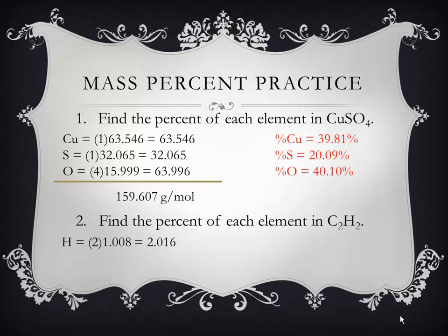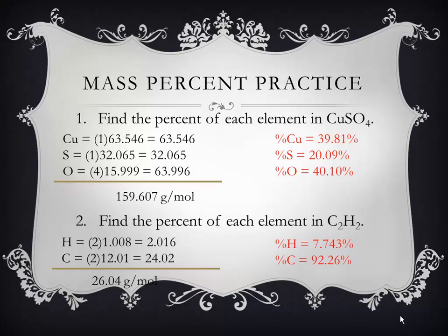Here, for C2H2, which is acetylene gas, there are 2 hydrogens and 2 carbons, so a total mass of 26.04 grams per mole. You can see it's mostly carbon, which makes sense because hydrogen weighs very little. You should get those percents, about 7.7% for hydrogen and 92.926% for carbon. So again, it has to add up to 100.